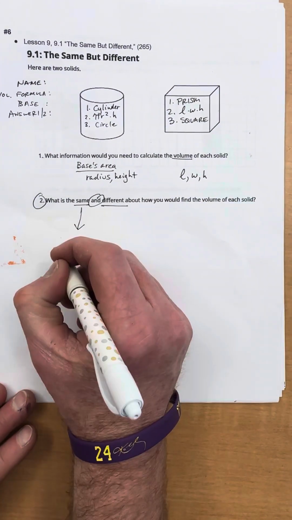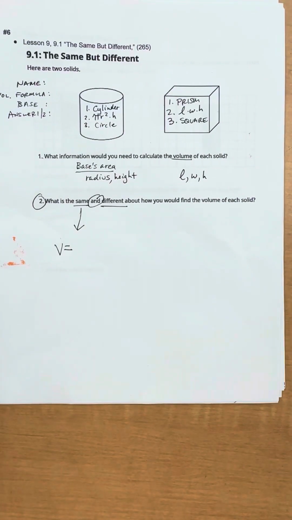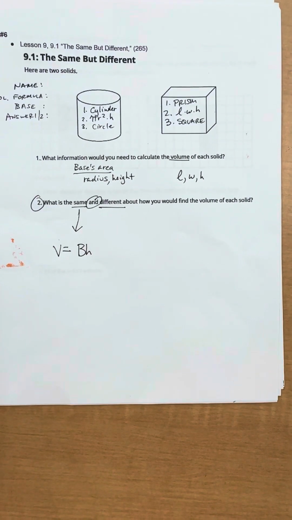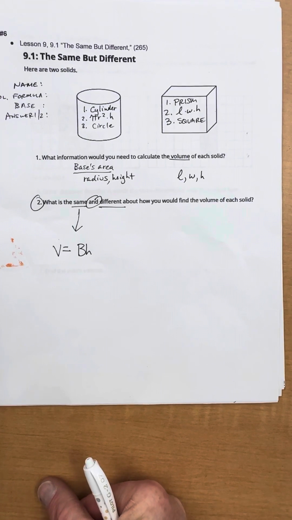Now, universally, volume formula for any solid that we've been talking about that does not have an apex, what do we always go with? Yeah, base times height. So what's the same about both of these is that you're going to go base times height.